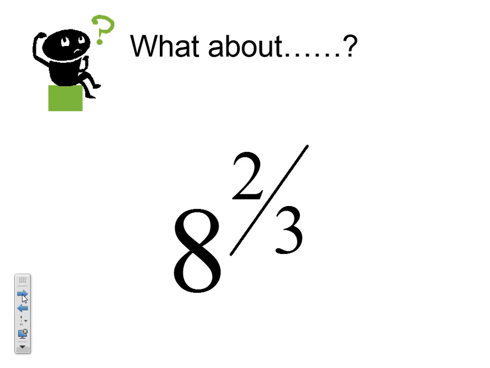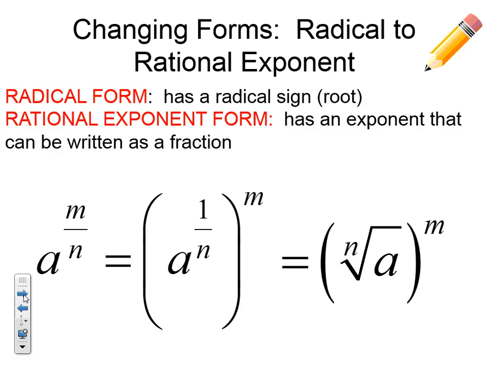Now, if we see something that looks like this, it is going to look a little bit different. This is 8 to the 2/3 power. We no longer have just the 1/3, the 1/4. We're putting a number on top. So we are going to learn how to change forms from radical to rational exponents, to and from. Make sure we get all of this written down, please. The radical form has a radical sign, so the root sign. The rational exponent form has an exponent that can be rewritten as a fraction.